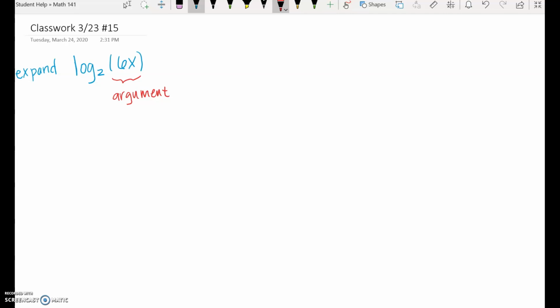When two items are multiplied together, we can split this into two separate logs. The base always stays the same, and I'll put an addition symbol in the middle, and then the two arguments are split, 6 for one and x for the other.